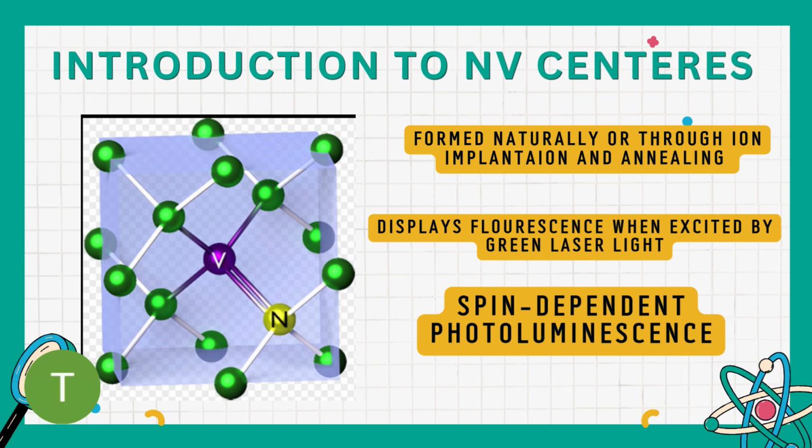So, what exactly is an NV center? NV centers are point defects in a diamond's crystal structure, where a nitrogen atom replaces a carbon atom and an adjacent vacancy is left unoccupied. These defects can trap electrons, making them highly sensitive to external fields, and useful for a wide range of quantum technologies. They are formed naturally or through ion implantation and annealing. They display fluorescence when excited by green laser light, and they also have a unique spin dependent photoluminescence that makes them useful for quantum applications.